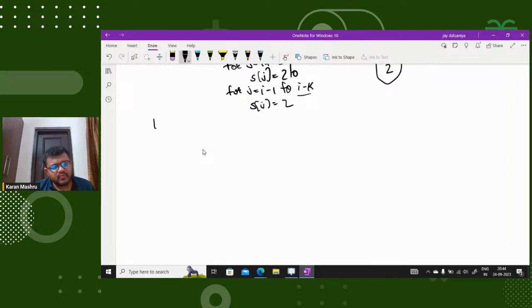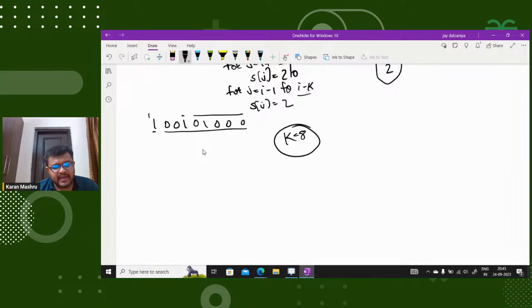Suppose you are given 1 0 0 1 0 1 0 0 0. Okay, and let's say the length of this is 1 2 3 4 5 6 7 8 and 9. Suppose k equals 8. Okay, so this person can infect all these 8 people, this person can infect all these people, and this person can also infect all these people, right? So suppose this person will get infected. Okay, so he can also get infected by this, by this, and by this person, because all of them are in the range.